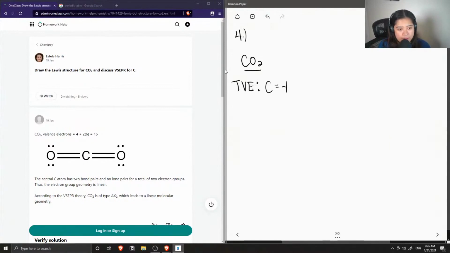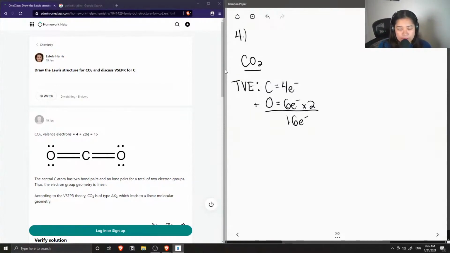So for carbon, there are 4 valence electrons. And for oxygen, there's 6. And we have 2 oxygen atoms, so we multiply this by 2. And we end up with 16 valence electrons.